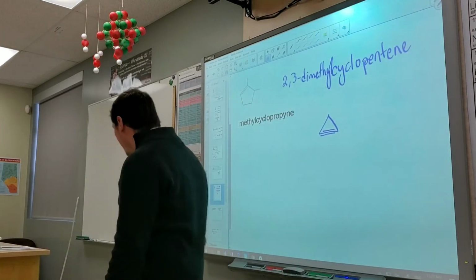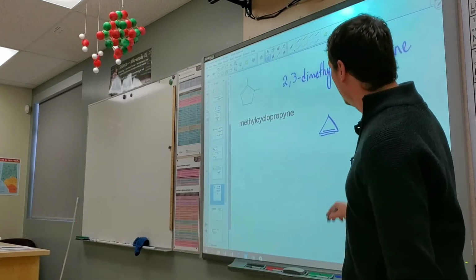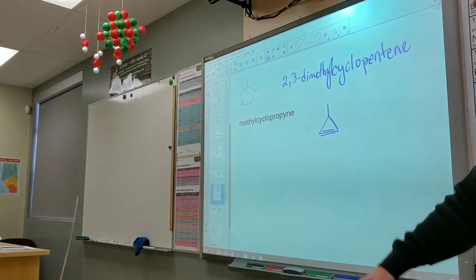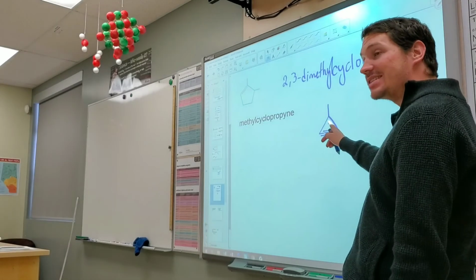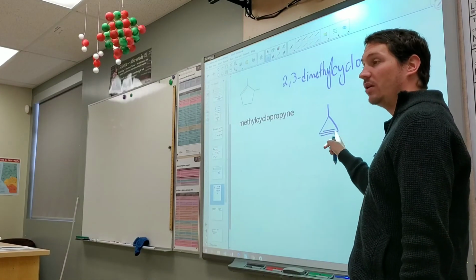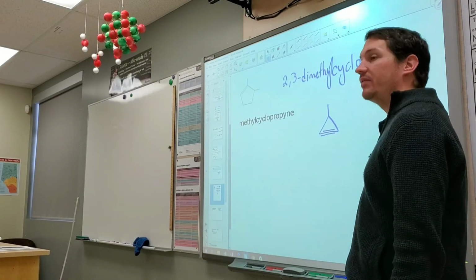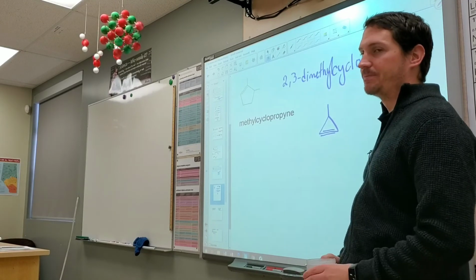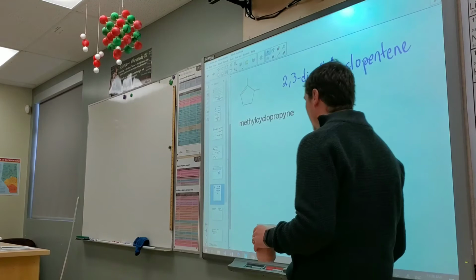So if you have this compound, this methylcyclopropyne, this is an extremely unstable, high-energy molecule. If you give it a little bit of energy, it will absolutely break apart and release some energy. Okay, so that's just the idea.